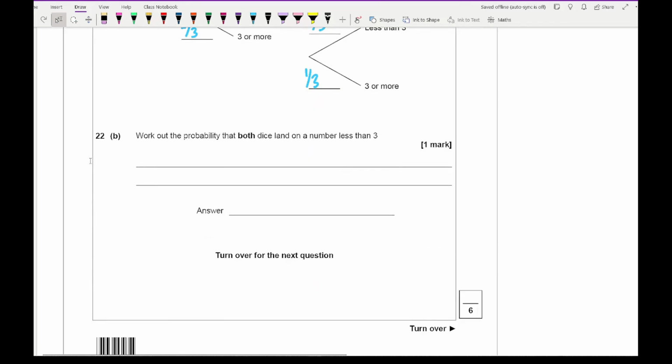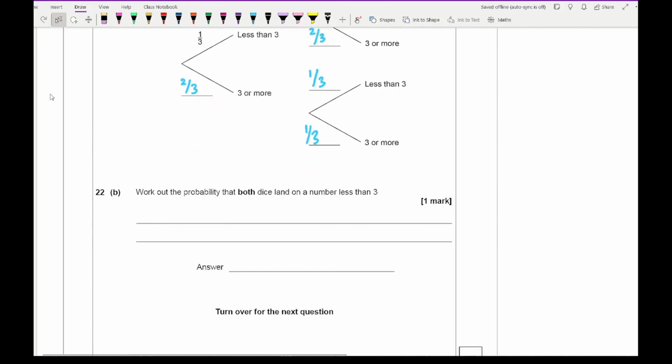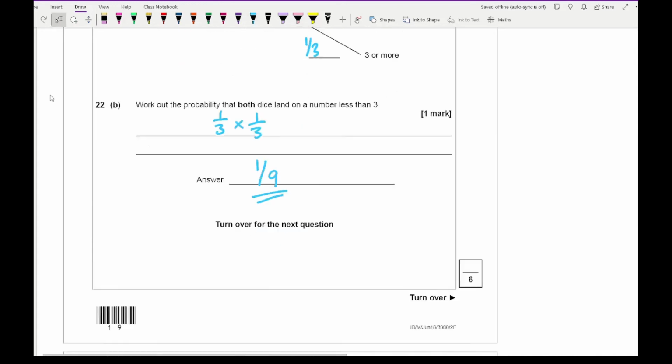The next question then says, work out the probability that both dice land on a number that is less than 3. So less than 3 is a third. So it's going to be a third, and means times. So it's going to be a third times a third, which is 1 over 9.